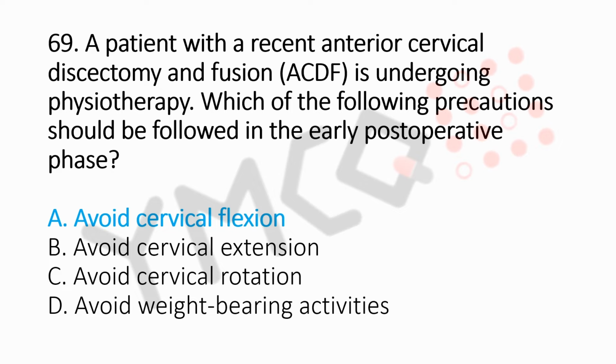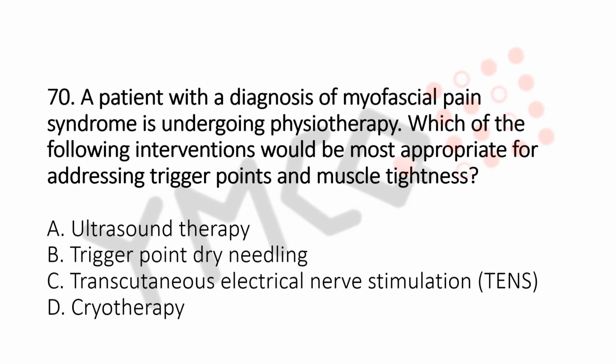Now let's move to question number 70. A patient with a diagnosis of myofascial pain syndrome is undergoing physiotherapy. Which of the following interventions would be most appropriate for addressing trigger points and muscle tightness? Option A. Ultrasound therapy. Option B. Trigger point dry needling. Option C. Transcutaneous electrical nerve stimulation. Option D. Cryotherapy. And the answer is Option B. Trigger point dry needling.